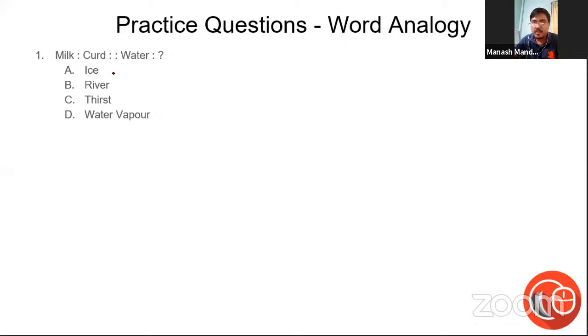Okay. So the answer is ice. Very good. Ekta has also got it right. The answer is ice. The second is girl beautiful. What is gold?